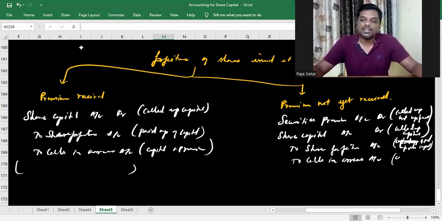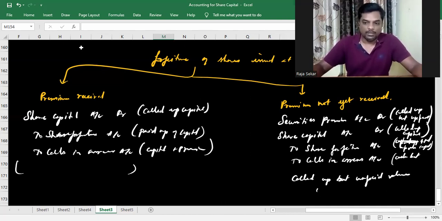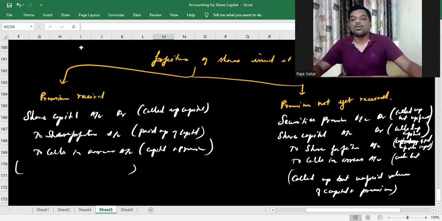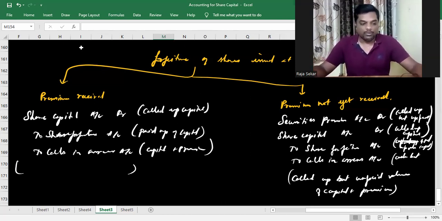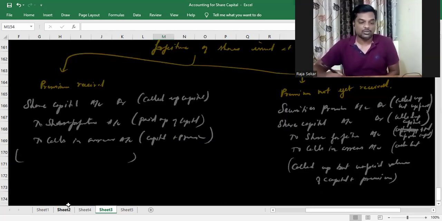And calls in arrears will be credited with the called up but unpaid value of capital and premium. All right, my dear children, I hope you got this. You can watch it again in case you want to understand better. I'll explain this further with an example question. Understood or not, my dear children?